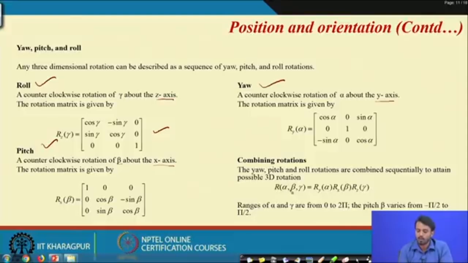So, R of alpha, beta and gamma can be represented as Ry alpha, Rx beta and Rz gamma. The ranges of alpha and gamma are 0 to 2 pi, and the pitch varies from minus pi by 2 to plus pi by 2.